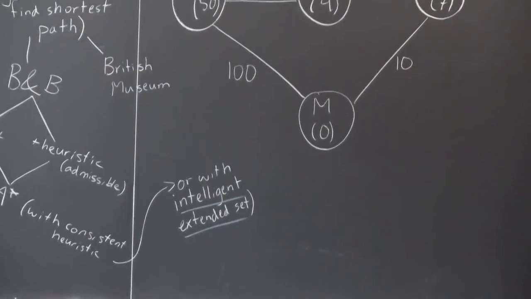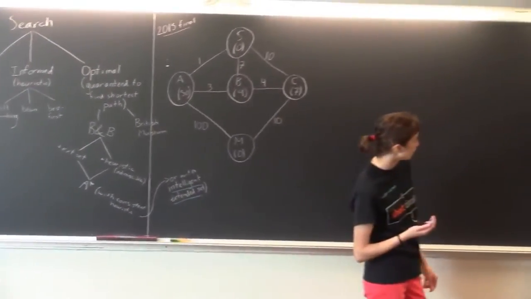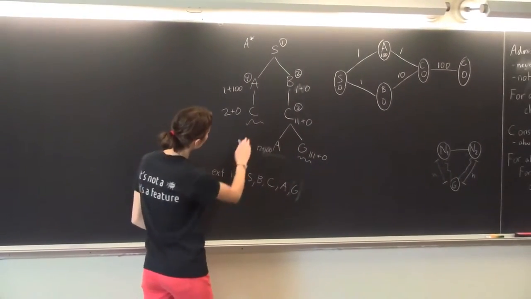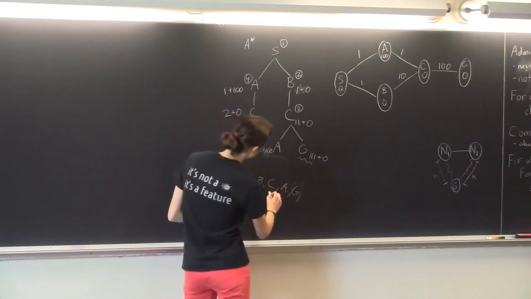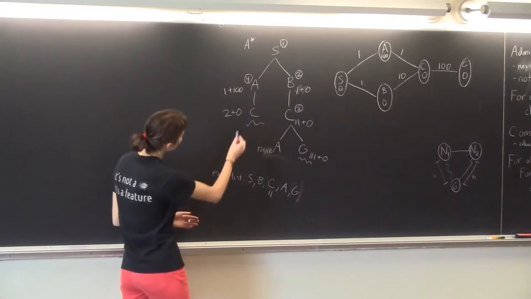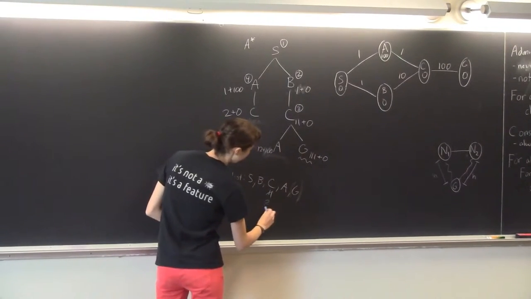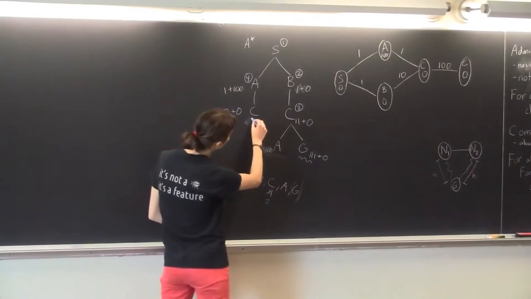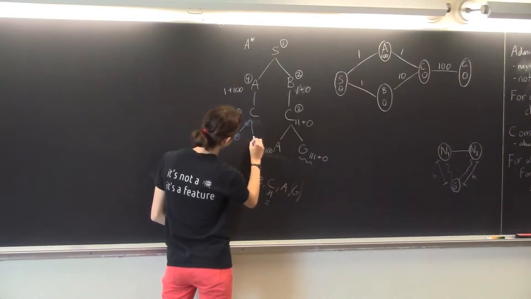So this intelligent extended set thing over here, you'd only do that if the problem specifically says to use this more complicated implementation of an extended set. But it seems like the intelligent thing to do in this case would be to say, even though we've already extended C, the last time we extended C, it had a path length of 11. But now we found a better path to C, so we're going to keep track of this new value in our extended list. And now we'll extend C, and it'll go to B and G.